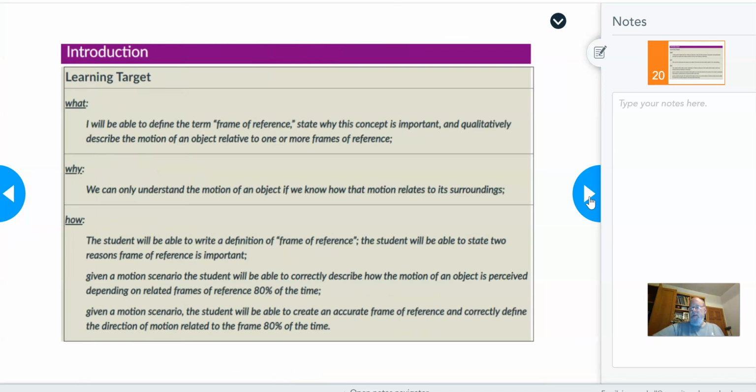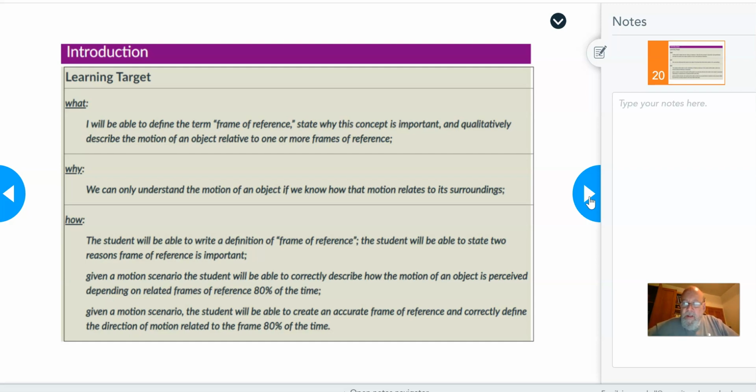So for this part of the discussion, our learning target will be, I will be able to define the term frame of reference, state why this concept is important, and qualitatively describe the motion of an object relative to one or more frames of reference. Okay, I need to be able to qualitatively describe something with words, just using my words. How would I describe the motion relative to a frame of reference? And we'll describe what that means here in a minute.